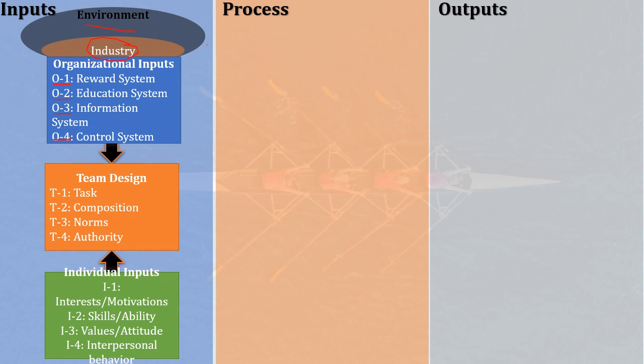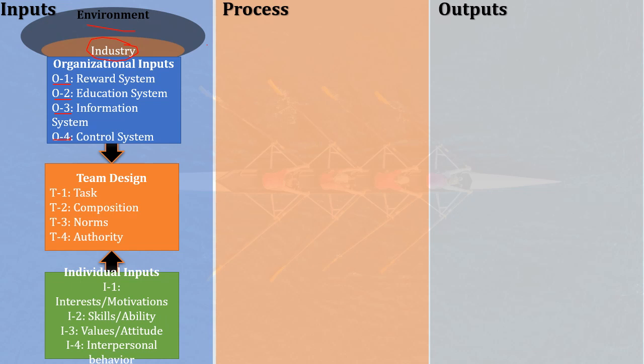The third input in team design is norms. Team norms, you have seen in the previous classes also. It is the rules or the policies by which the team is governed. And the last input is the authority. That means who is in charge of that particular team, or the team leader.